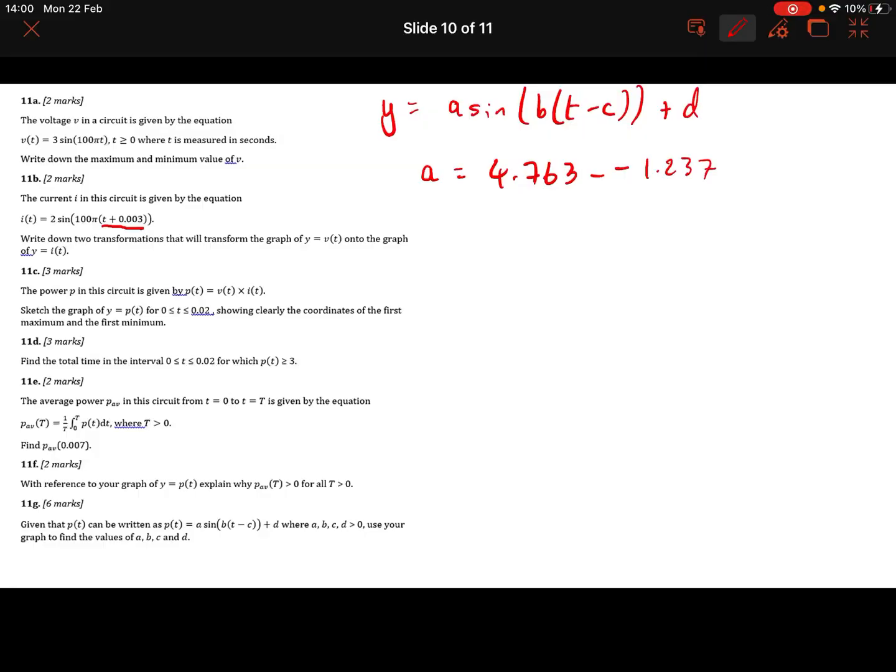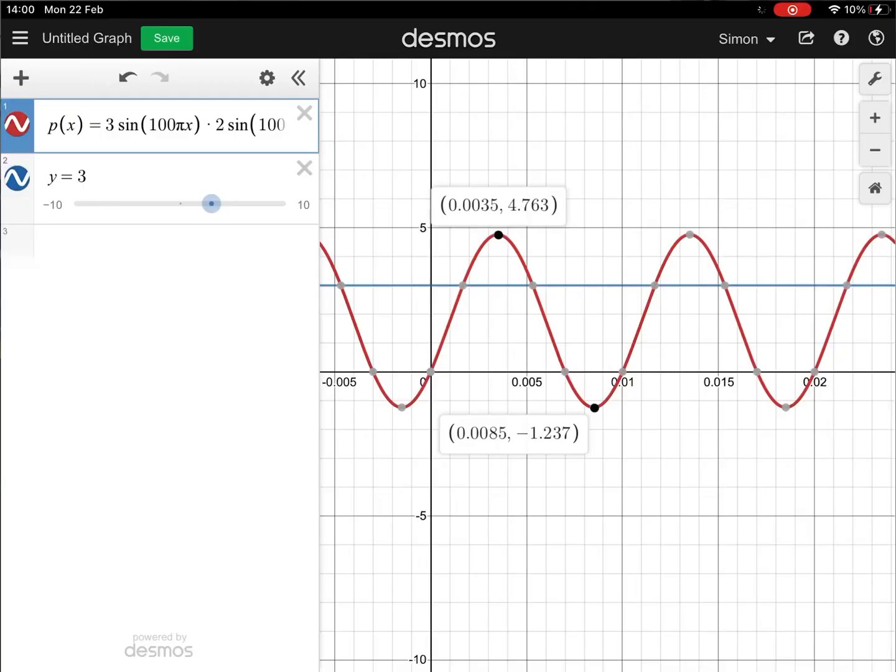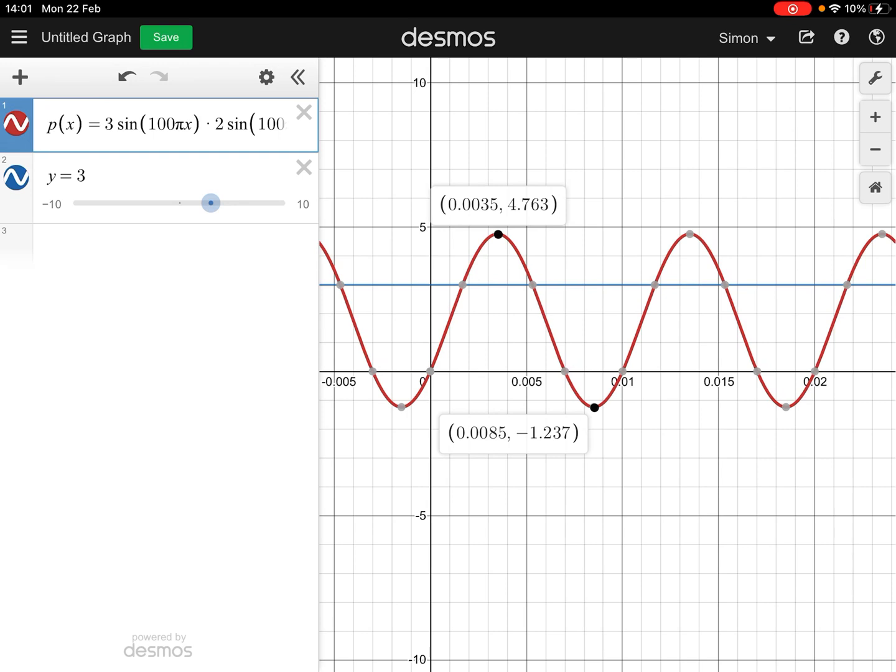Okay? D is also easy to know, because D is simply how much the graph has moved up from the 0 y, I suppose, is the way you could look at it. So what we want to do is find what is in the middle of those two y values. So let's add them together. 4.763 add negative 1.237. Okay, and then divide that by 2. We'll find the middle of those two values.